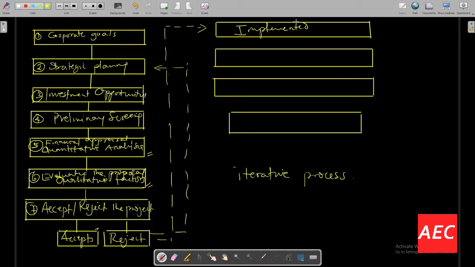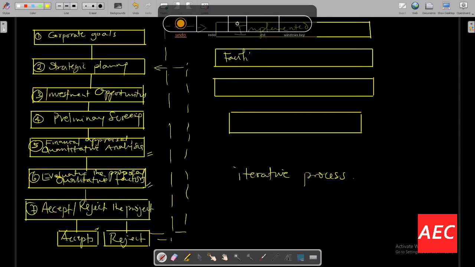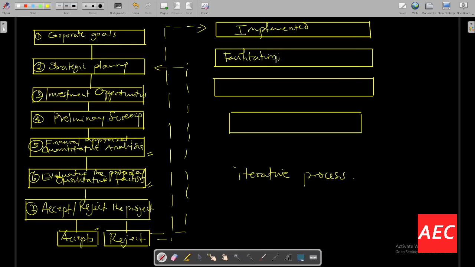The next phase is facilitation, monitoring, control, and review. So under this process, the company looks at how it can facilitate the project and how it can monitor as well as control the project.